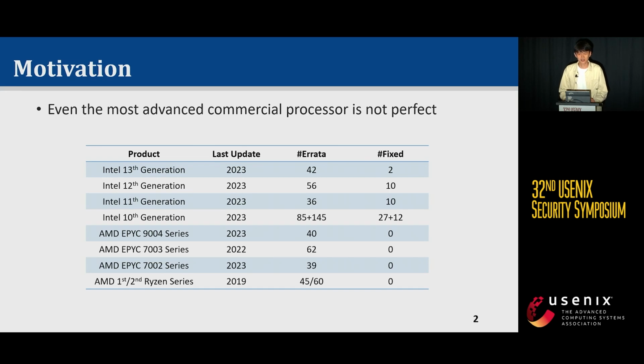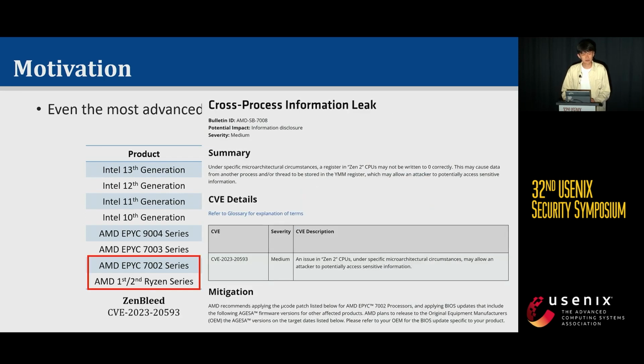However, it was not until the recent Meltdown and Spectre attacks that people realized their processors are not as perfect as they thought. In fact, if you look at the errata documentation, you will find that our processors are never implemented as expected. Almost every generation of commercial processors has dozens of errata. One of the most recent examples is the AMD Zenbleed bug.